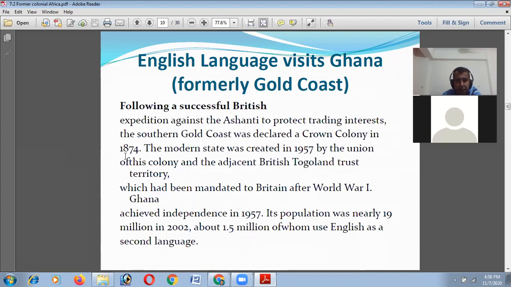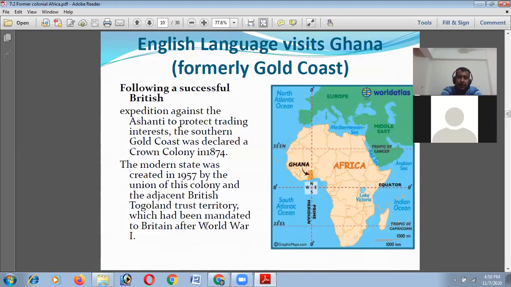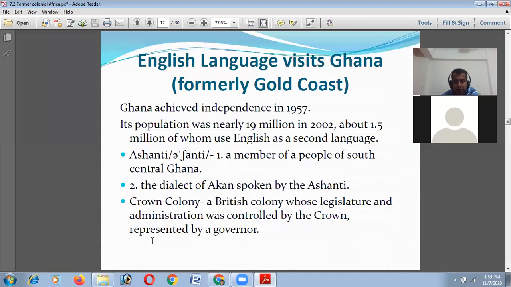The modern state was created in 1957 by the union of this colony and the adjacent British Togoland trust territory, which had been mandated to Britain after World War I. Ghana achieved independence in 1957. Its population was nearly 19 million in 2002, and about 1.5 million of them use English as their second language. This is the history of Ghana, and you see the map of Ghana.